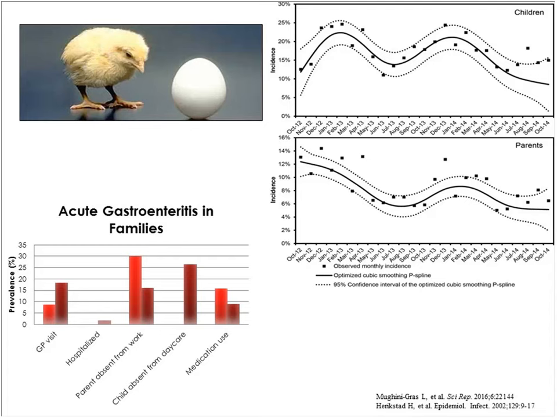So it's a burden for everybody when gastroenteritis is involved. And when you look at the medication use, about 16% of these patients are treated for the illness, like whether they needed it or not is questionable.